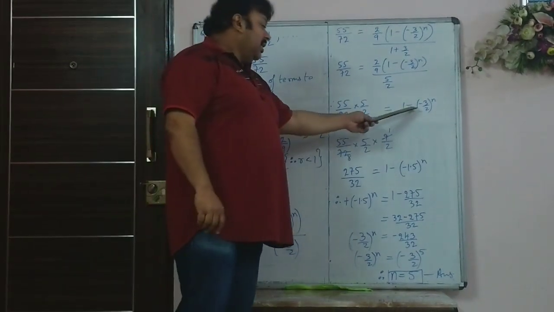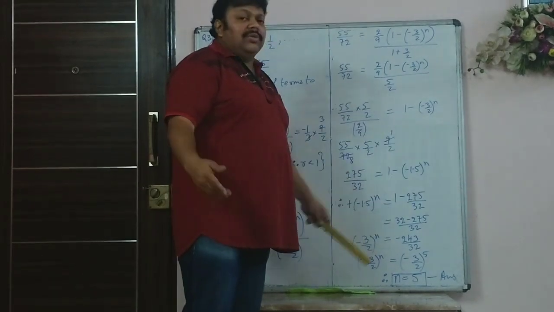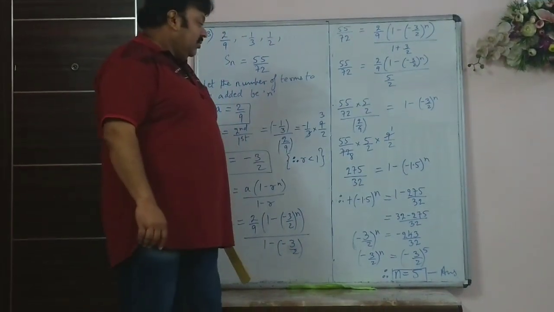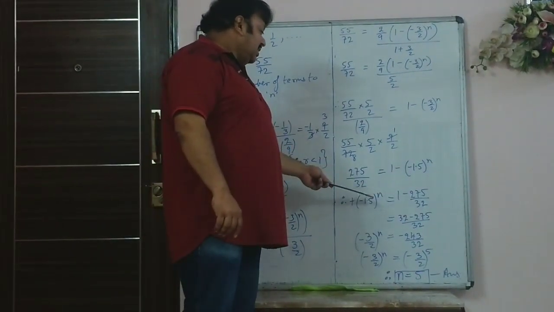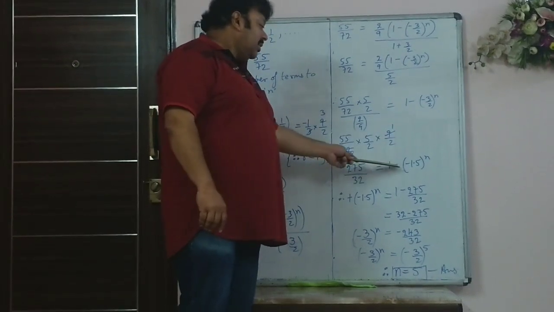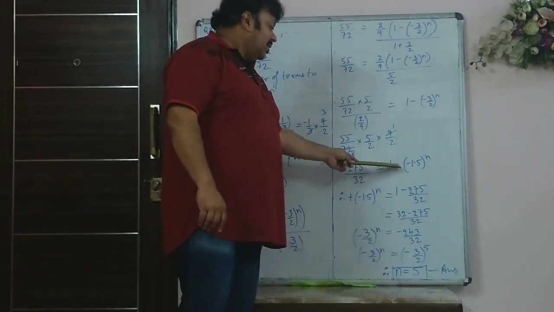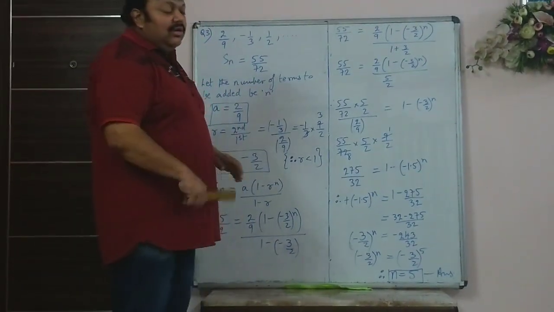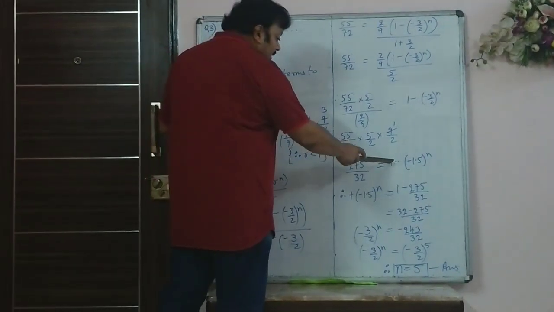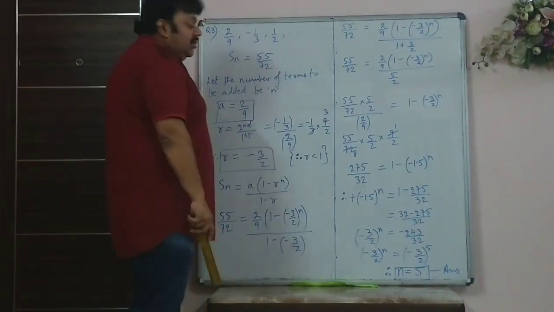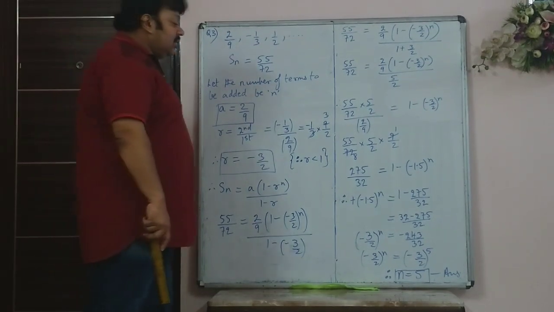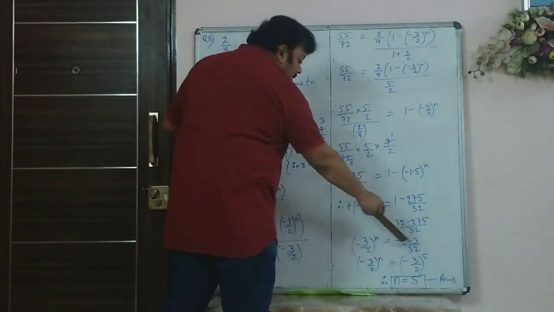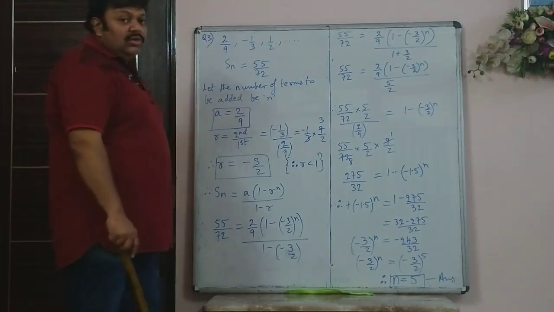So now this is 1 minus, instead of 1.3 by 2, you can write it as minus half or 1.5 raised to n. So now this number I have shifted this side to make this positive. So this number becomes positive. This remains as it is because we don't know whether n is odd or even. Then 1 goes on the other side. So it becomes minus 275 by 32. So 32 minus 275 upon 32 or minus 243 by 32.